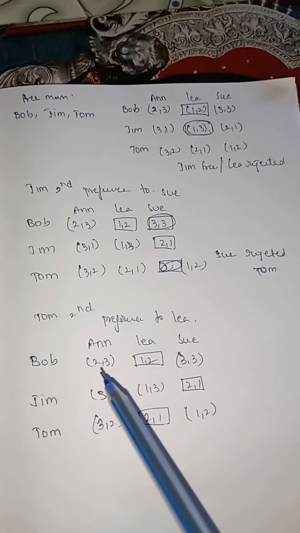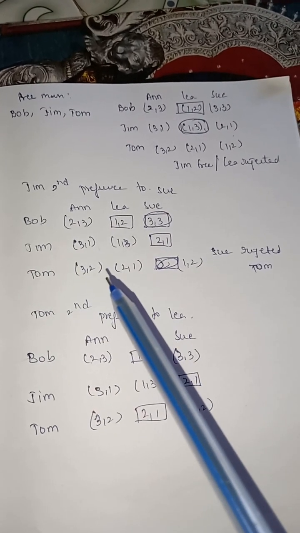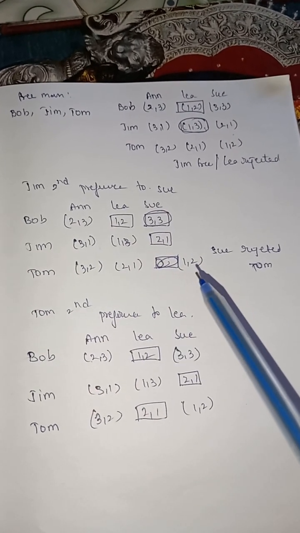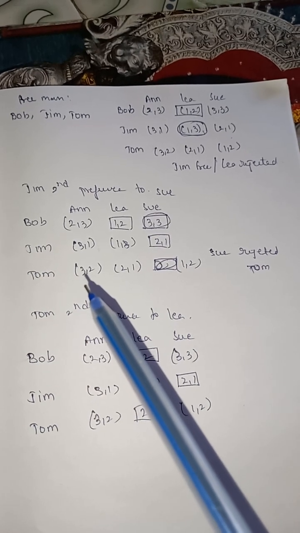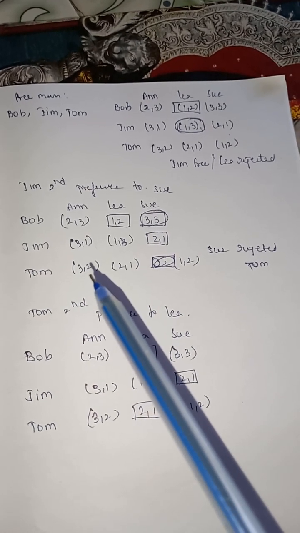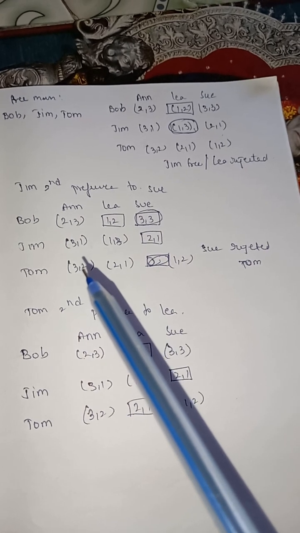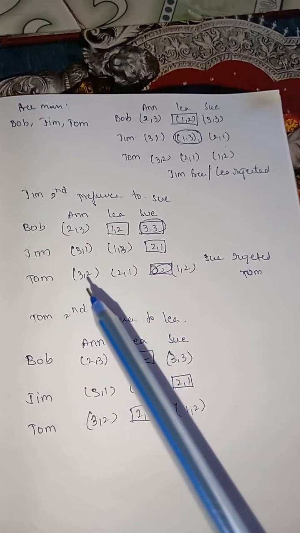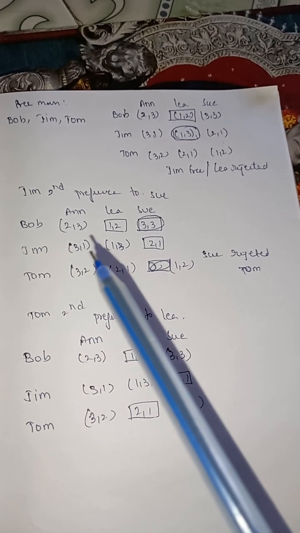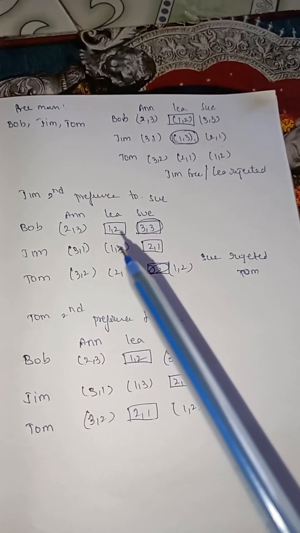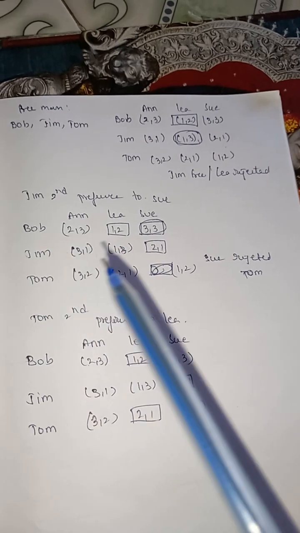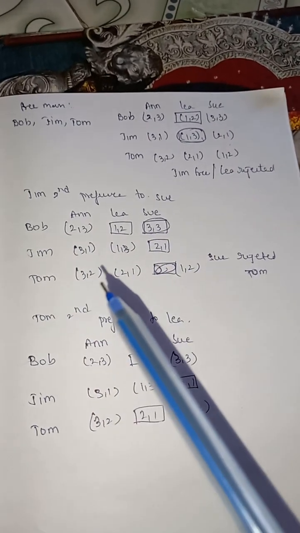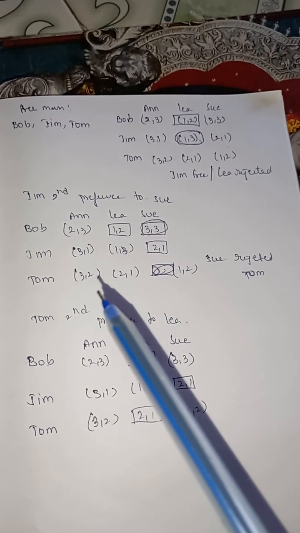Now coming to Tom. Here Tom's preferences are 3, 2, 2, 1 and 1, 2. Tom's third preference is Anne, but Anne's preference for Tom is second. Now, Bob and Lee are already paired, and Jim and Sue are paired. Now Tom and Anne are unpaired, so we will make them a pair.